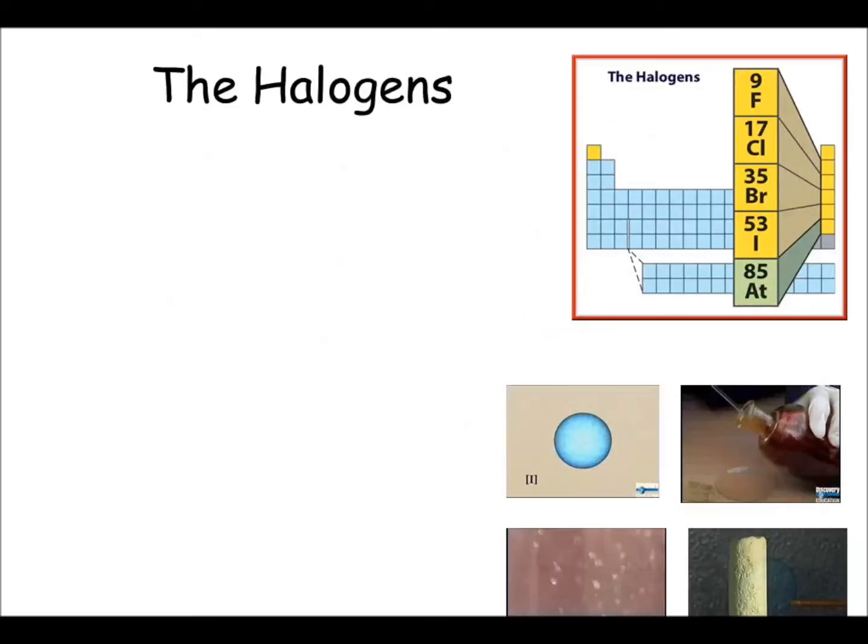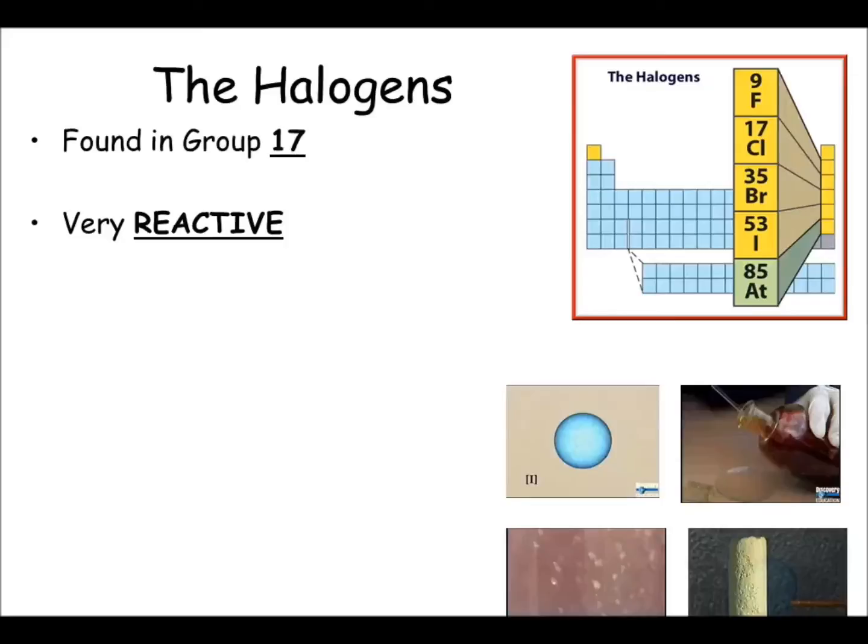Okay, so let's talk about the halogens. The halogens are a group of nonmetals. They are in group 17, so the second to last column on the periodic table. They are very reactive. They contain 7 outer electrons, so I don't know if you're seeing a trend at this point.